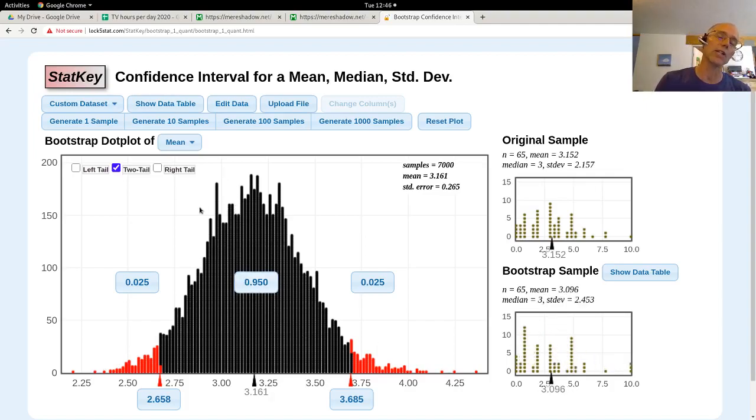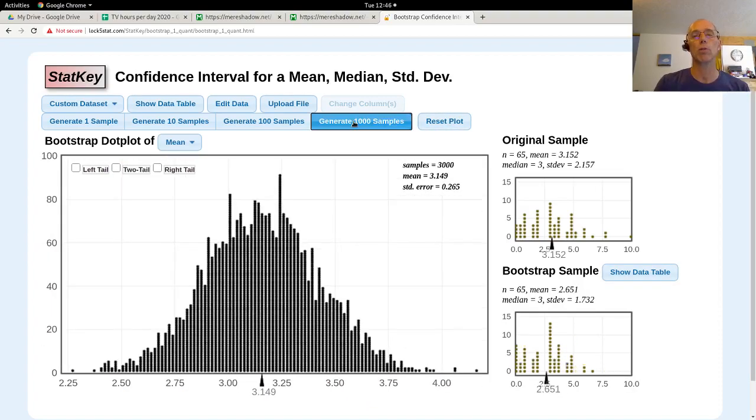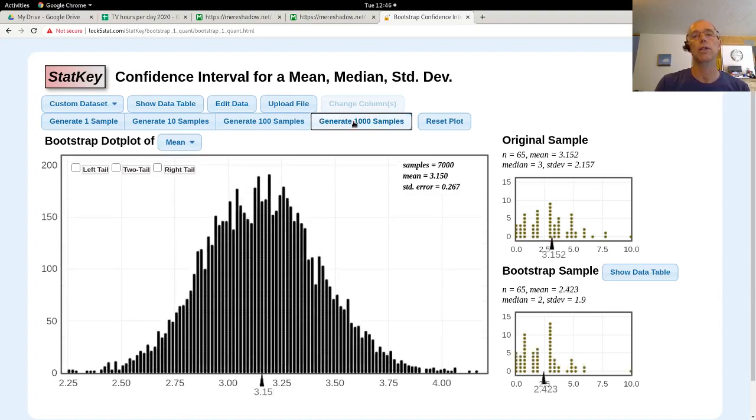Yeah, there's a little jaggedness to it, but if my sample size was larger than 65 and I did more than 7,000 samples, it would smooth out. And the bigger n is, the smoother this will look when you run a simulation. If I reset this and run it again, I'll get slightly different numbers, but they'll be in the ballpark of what I just had. Let's go 8,000 this time just for fun.